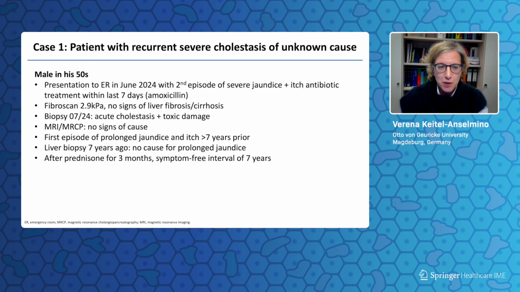The MRI showed no signs of a cause, and he had a very similar past medical history 7 years ago with itch and jaundice, and he had a liver biopsy 7 years ago, which did not show any cause of this jaundice episode. After taking prednisone at that time, because the jaundice continued for 3 months, he was symptom-free and had normal liver values over the past 7 years. So our working hypothesis was actually drug-induced cholestatic liver injury.